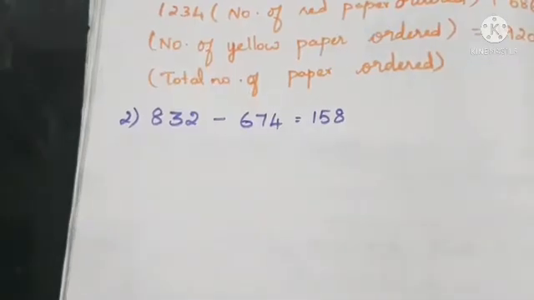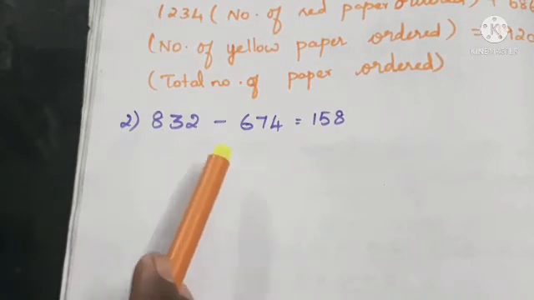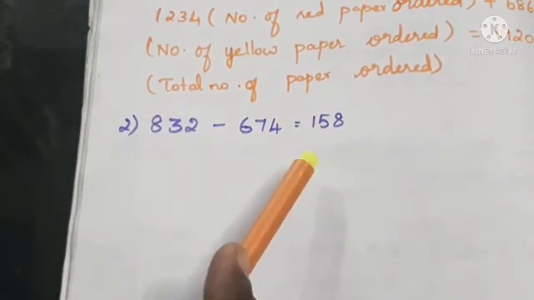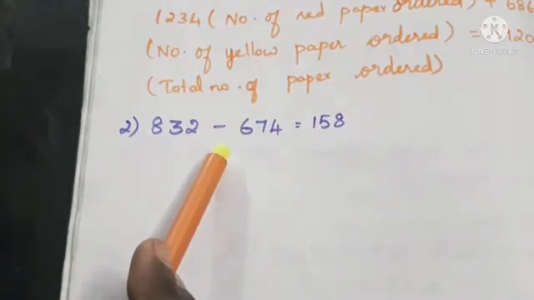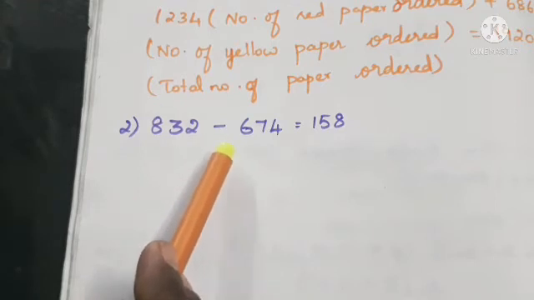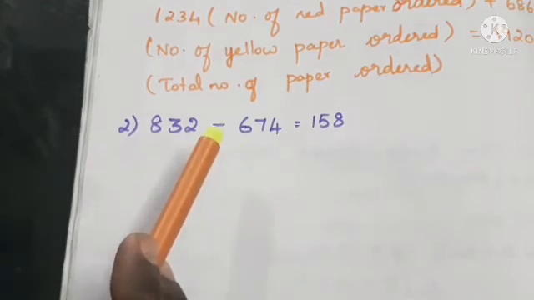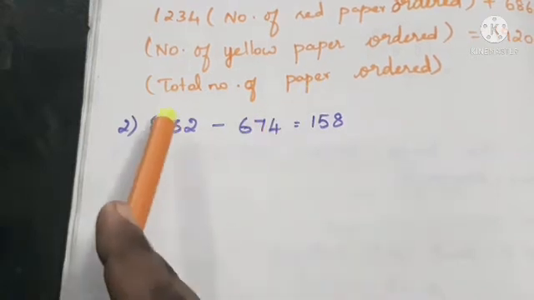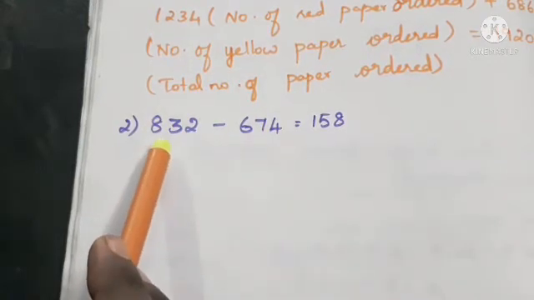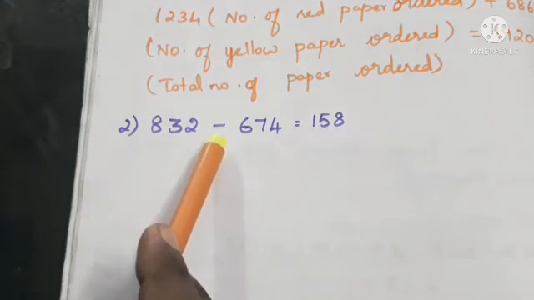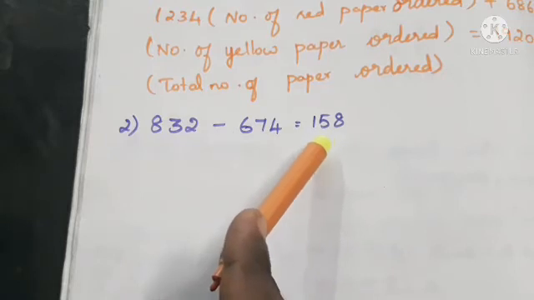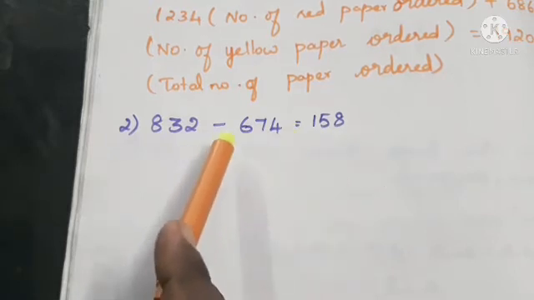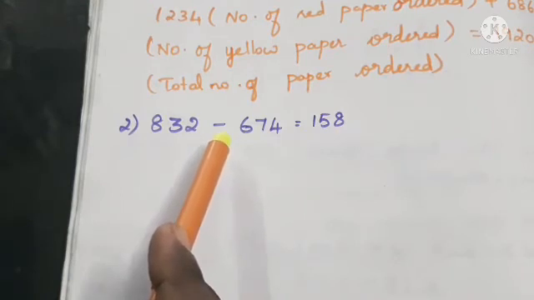The second problem we have is 832 minus 674 is equal to 158. Here, what symbol is given? The subtraction symbol, the minus symbol. According to this symbol we frame the sentence. The first one was an addition problem, so we used the word total. Here it is a subtraction problem, the minus symbol is there. They subtract these two numbers and get the answer 158. So in subtraction we have to use words like left, remaining. Have you understood this?